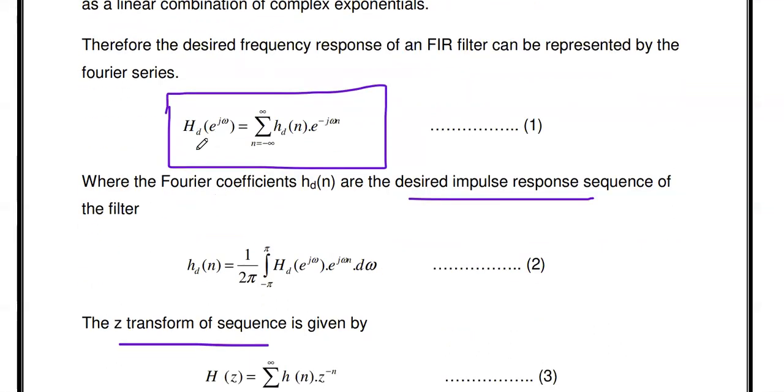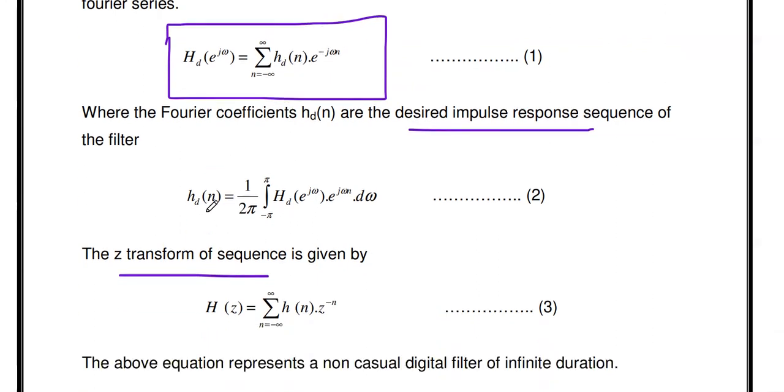In our problem, hd of e power j omega will be given. From that, how can you calculate the impulse response? The impulse response is calculated by taking the inverse discrete time Fourier transform of hd of e power j omega.